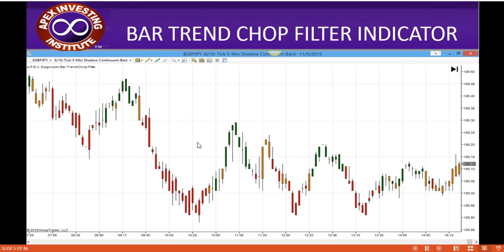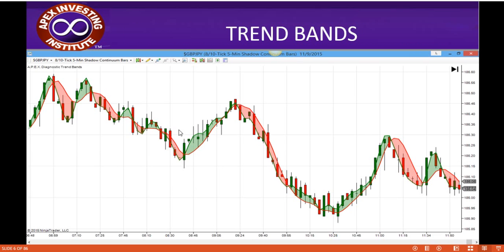Okay, now this is a chop filter. This is not a trend indicator. This is not in and of itself a trend confirmation, and not to be used on its own. It's to be used in conjunction with other indicators. And this is looking at time of bars to close, previous highs and lows in the same direction. It's calculating a lot of different things. Okay, but that's the bar trend chop filter. It's the color of the bars.